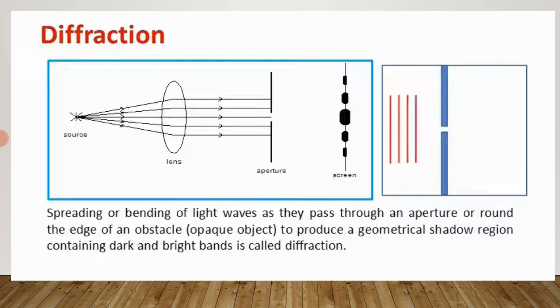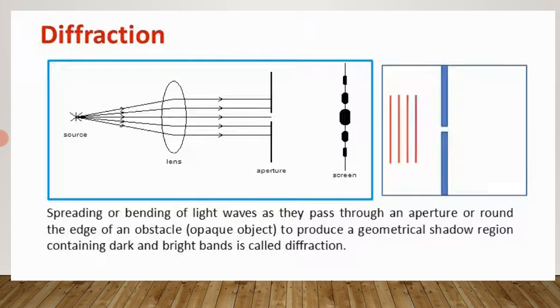Spreading or bending of light waves as they pass through an aperture or around the edge of an obstacle to produce a geometrical shadow region containing dark and bright bands is called diffraction. The distribution of light intensity into dark and bright fringes is known as the diffraction pattern. There are two types of diffraction: Fraunhofer diffraction and Fresnel diffraction.